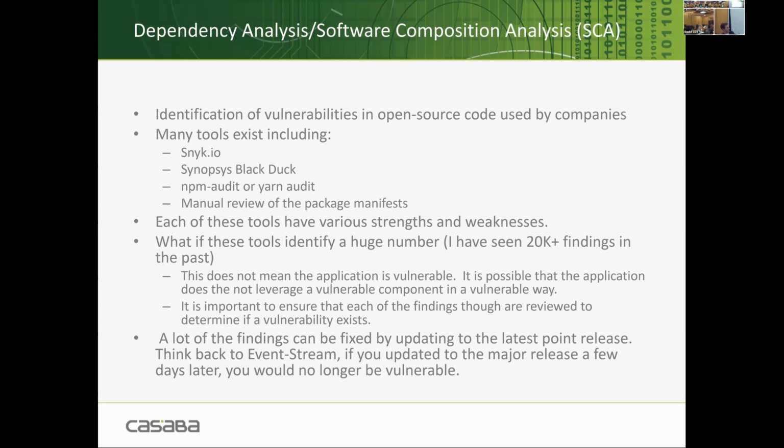And one thing to say, I've seen outputs of these tools range in the 100, 200, 300,000 different vulnerabilities identified. Now, if you update everything, you can probably get that down to maybe a few hundred. But if you give a developer 300,000 vulnerable dependencies, the likelihood a developer is going to go through every single one of those and identify if they're using it in a vulnerable manner or not is probably 0.